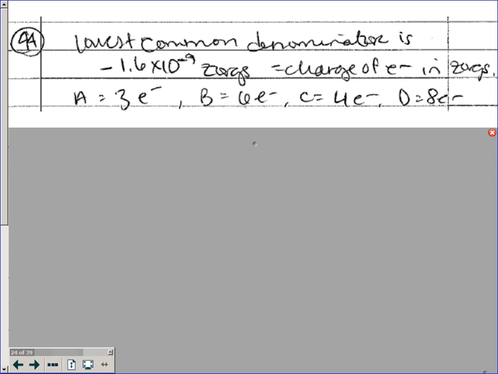In A, it went in 3 times, B, it went in 6 times, C, it went in 4 times, and D, it went in 8 times. So you're simply dividing the number they gave you by this number right here, which I found to be the greatest common factor.